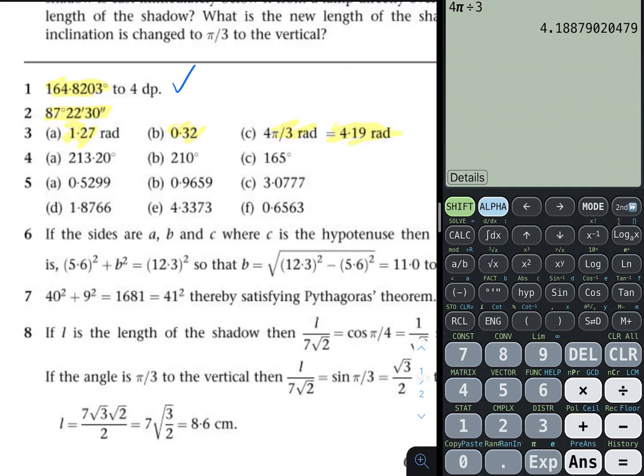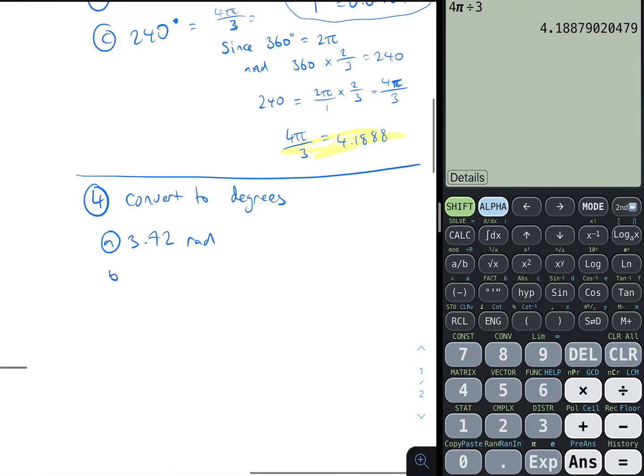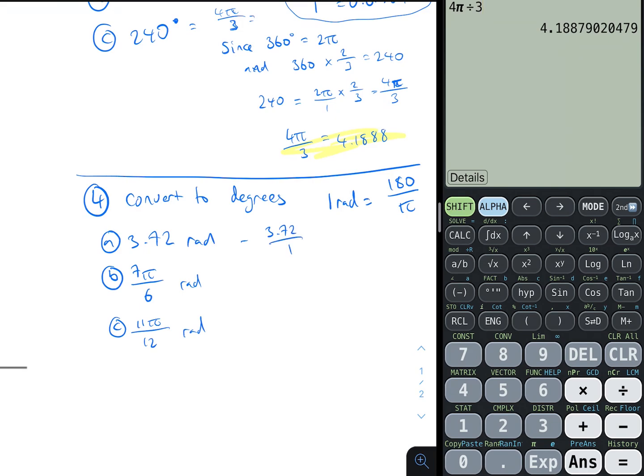Alright, so we got A, which was 3.72 radians. What was B? Oh, this is the answers. I was confused: 3.72 radians, 7 pi over 6, and 11 pi over 12. So the one thing to remember is that 1 radian is equal to 180 divided by pi. Here we've got 3.72 over 1, which is basically 3.72 times 180 over pi.